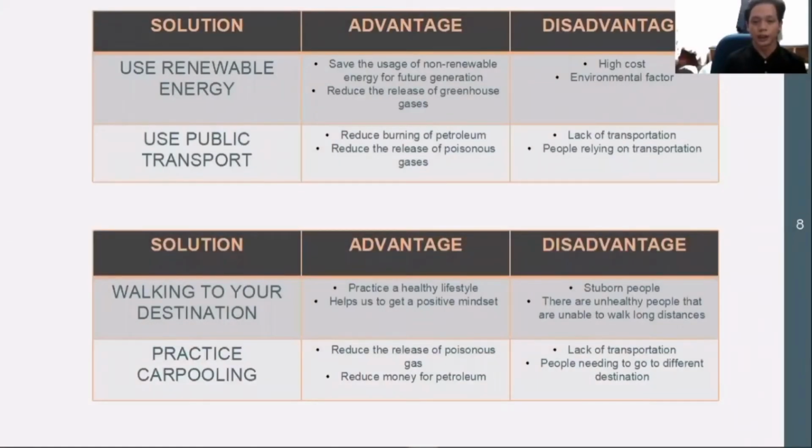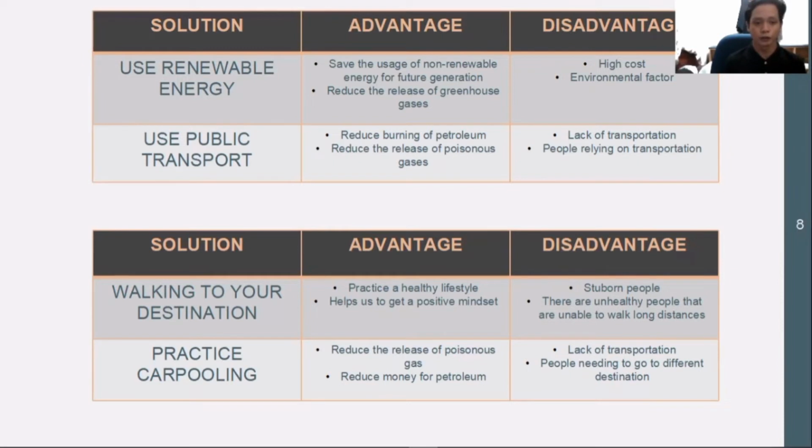Although the solutions tend to bring out a good outcome, it doesn't hinder the fact that each solution has its disadvantages as well as its advantages. The first solution, for the burning of fossil fuel, is to use renewable energy. By using renewable energy, we save the usage of non-renewable energy for future generations as well as reduce the release of greenhouse gases. The disadvantage of this is that it costs a lot, so the money consumption is high to build a facility that generates energy from renewable resources, as well as the environmental factor.